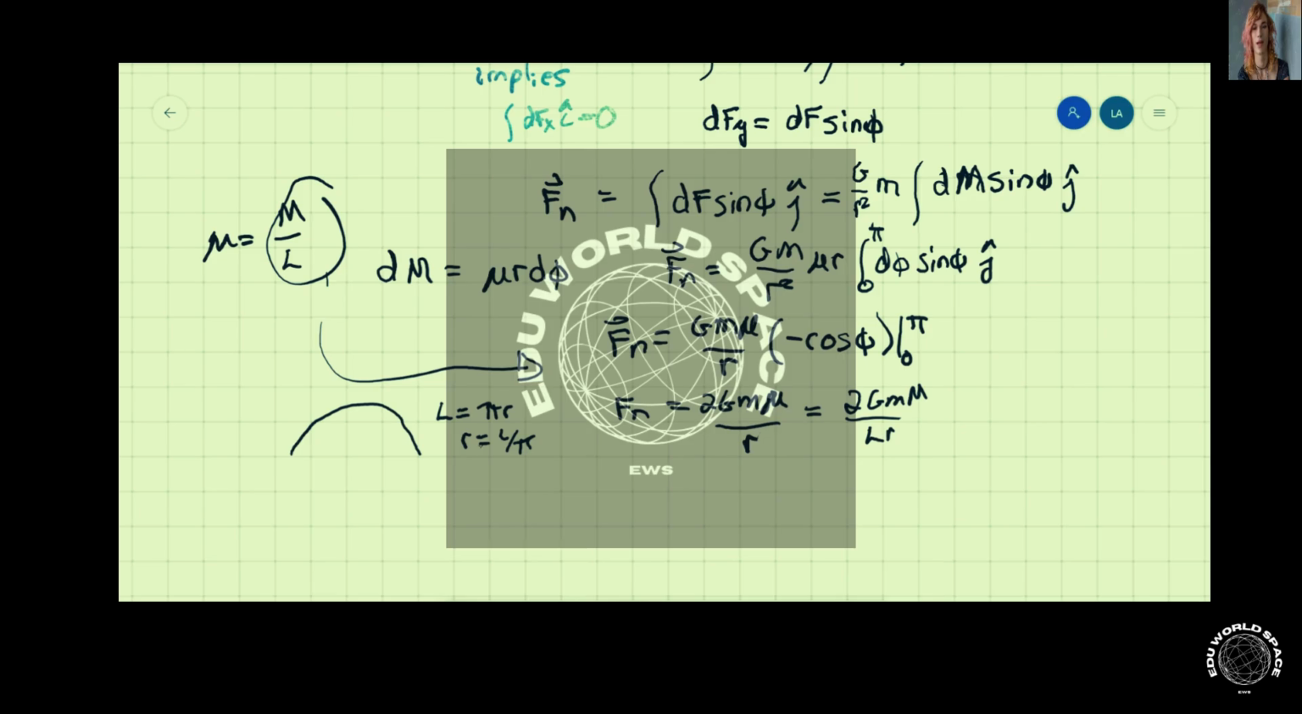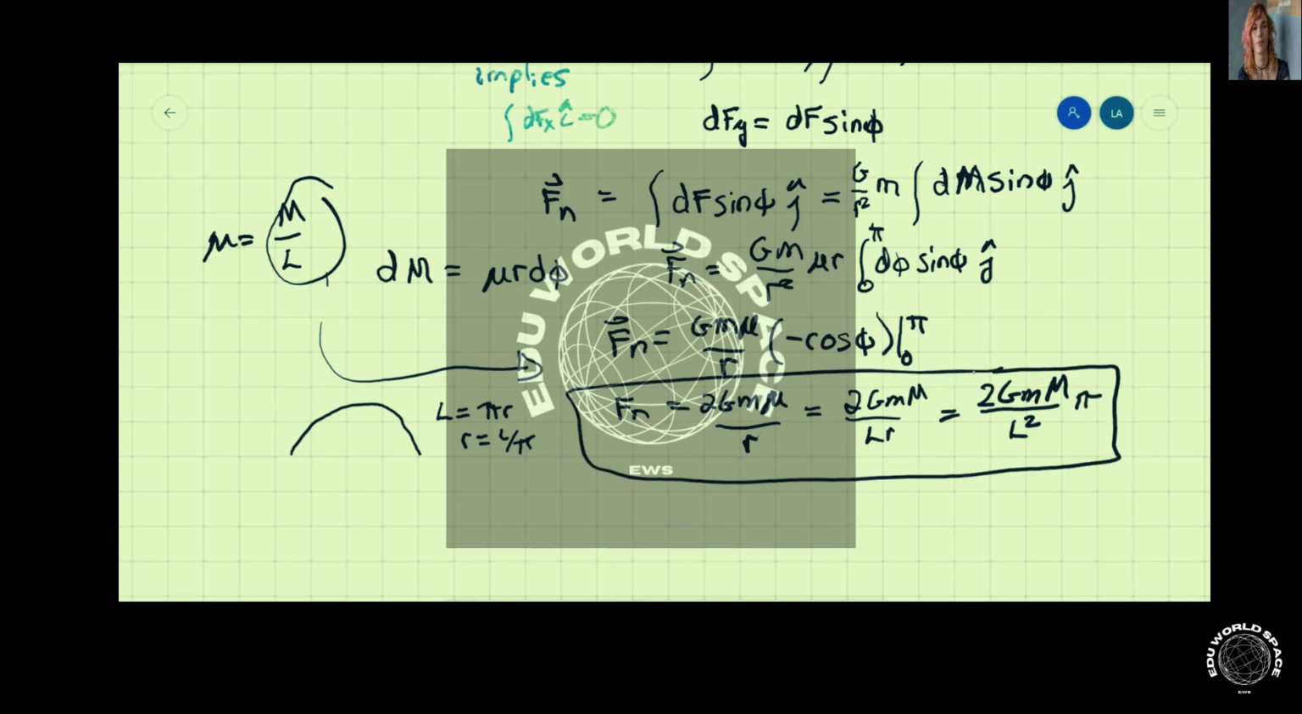Everybody does. It's okay. So let's put r equals L over pi in now, and we'll get 2G little m big M over L squared times pi. And that's how you work out this question.